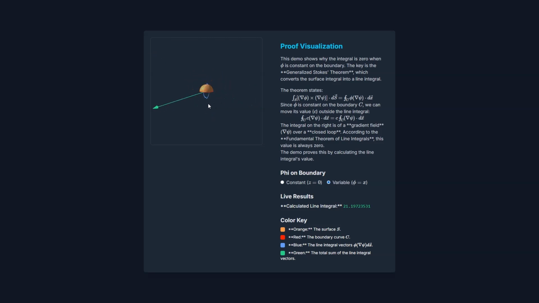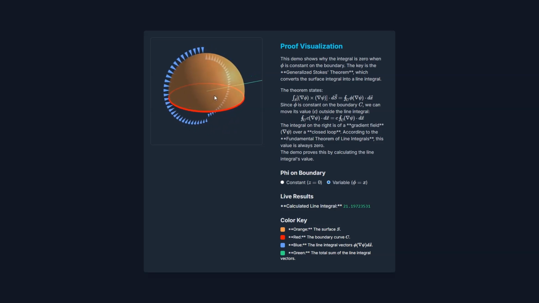The core logic of the proof. The reason for this vanishing result lies in the relationship between a surface and its edge. When the first field is constant at the boundary, it effectively loses its power to influence the total sum, allowing us to focus solely on the second field as it travels around the closed loop of the edge.